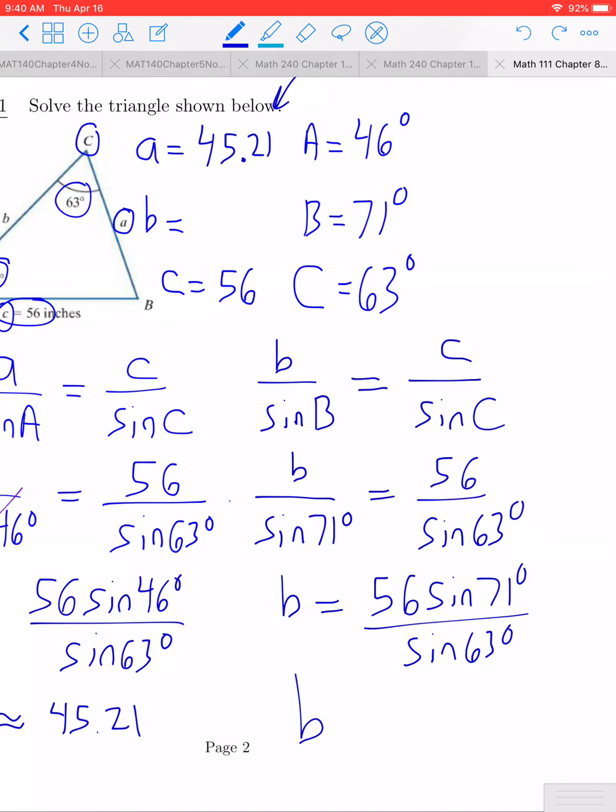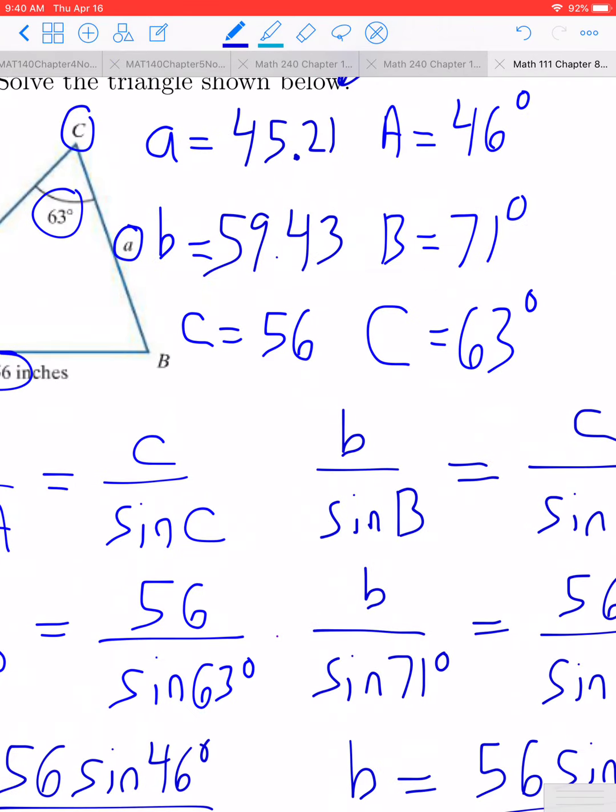We can go ahead and enter that into the calculator. And what we should find is that B is going to be approximately 59.43 inches. And now we have finished the problem because we've solved for the length of each side and the measure of each angle.